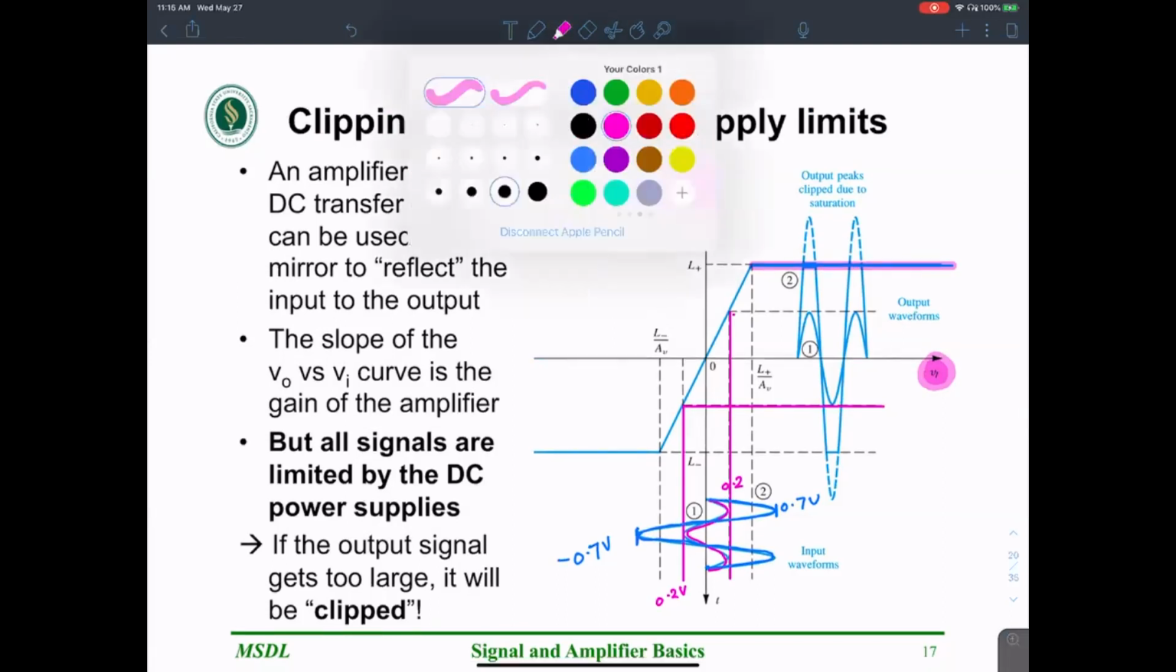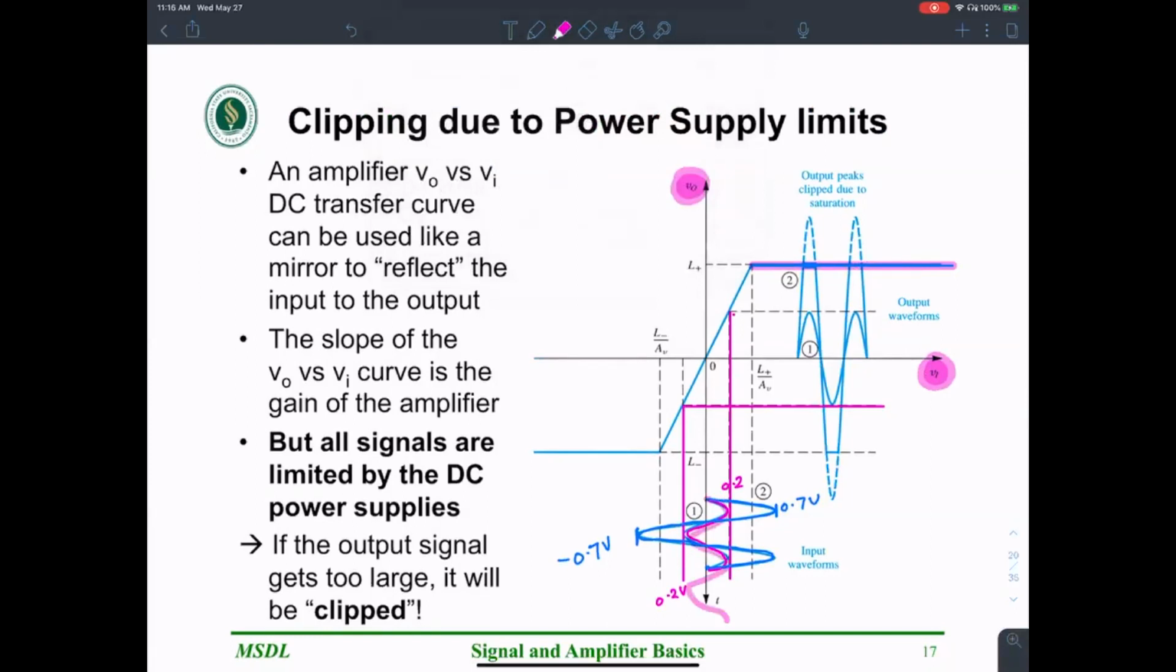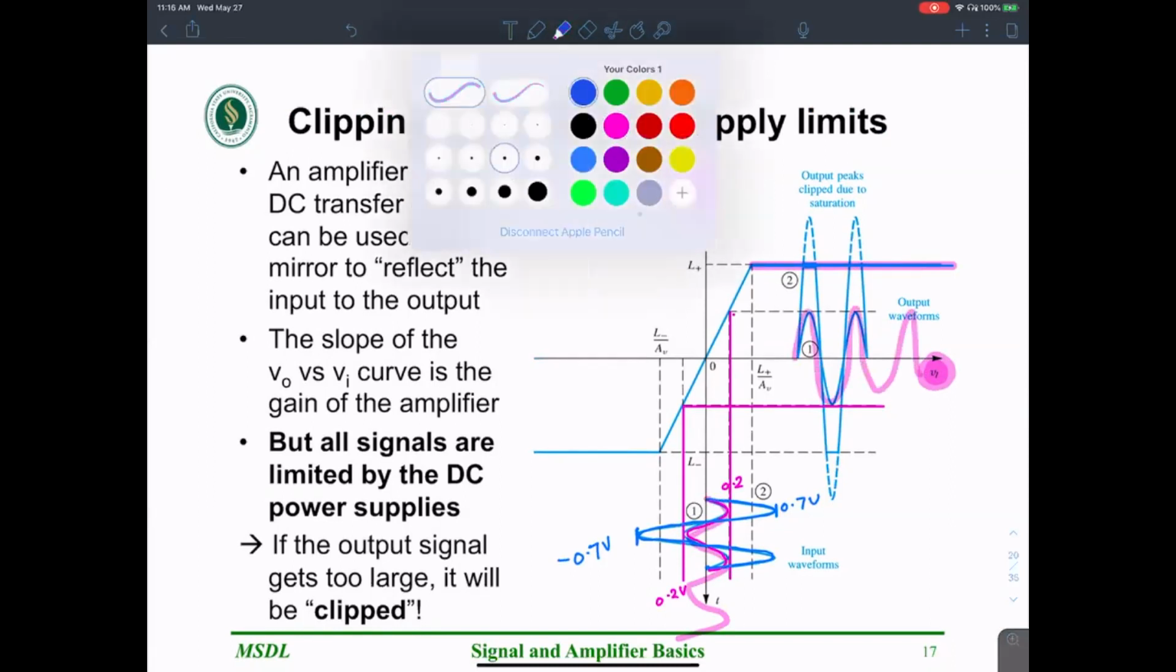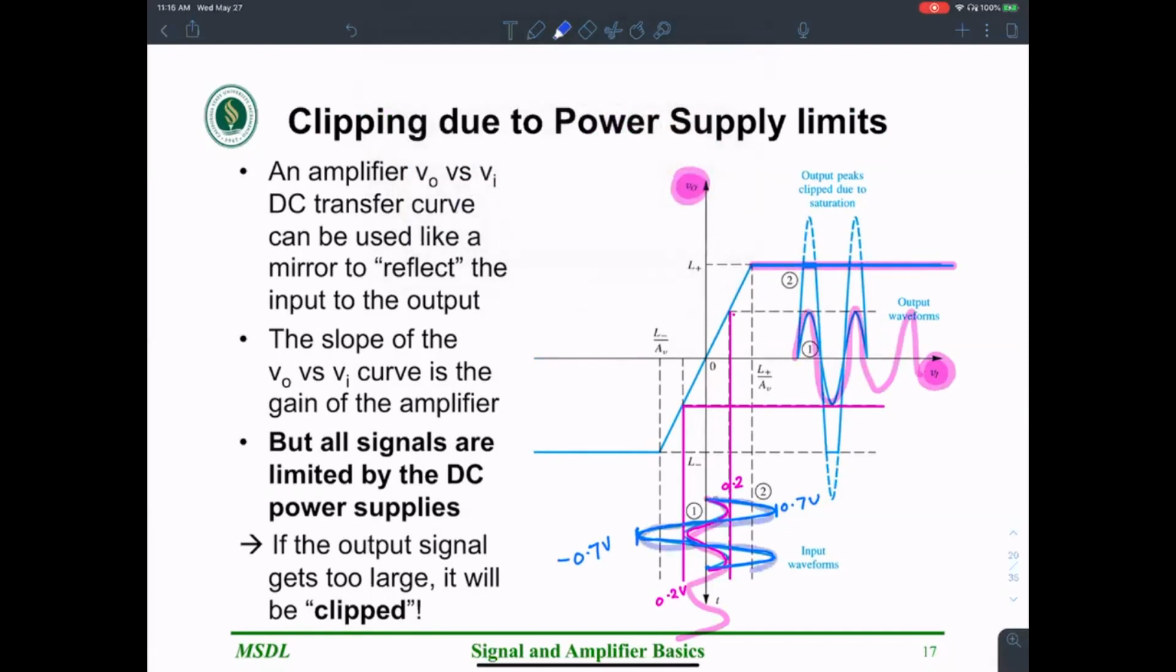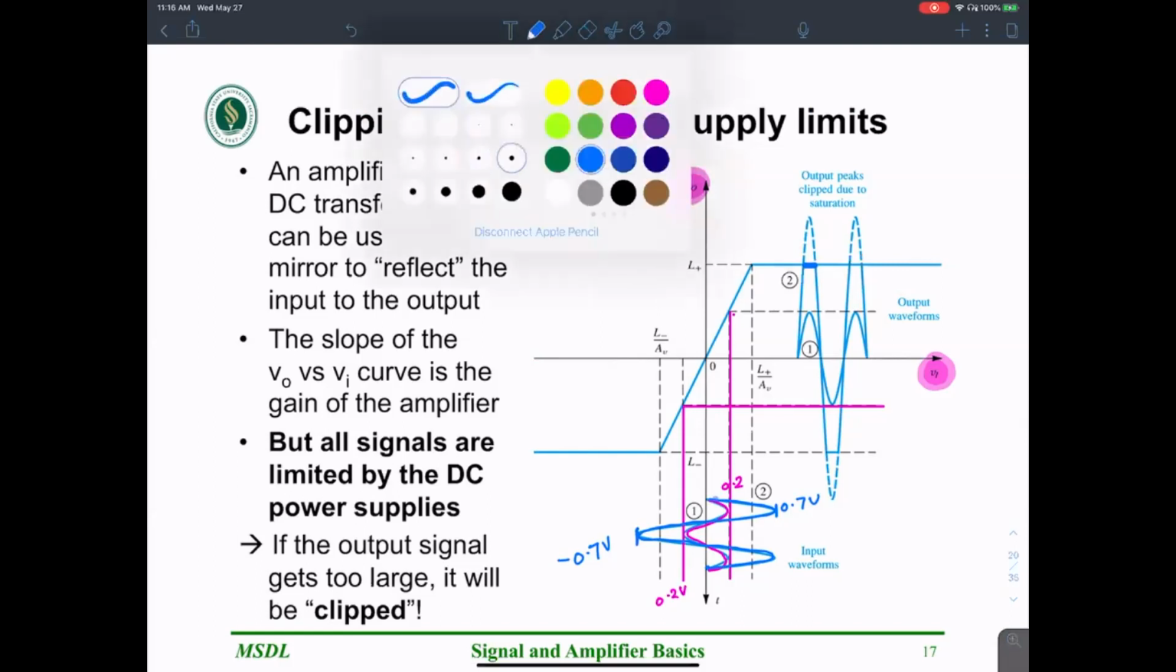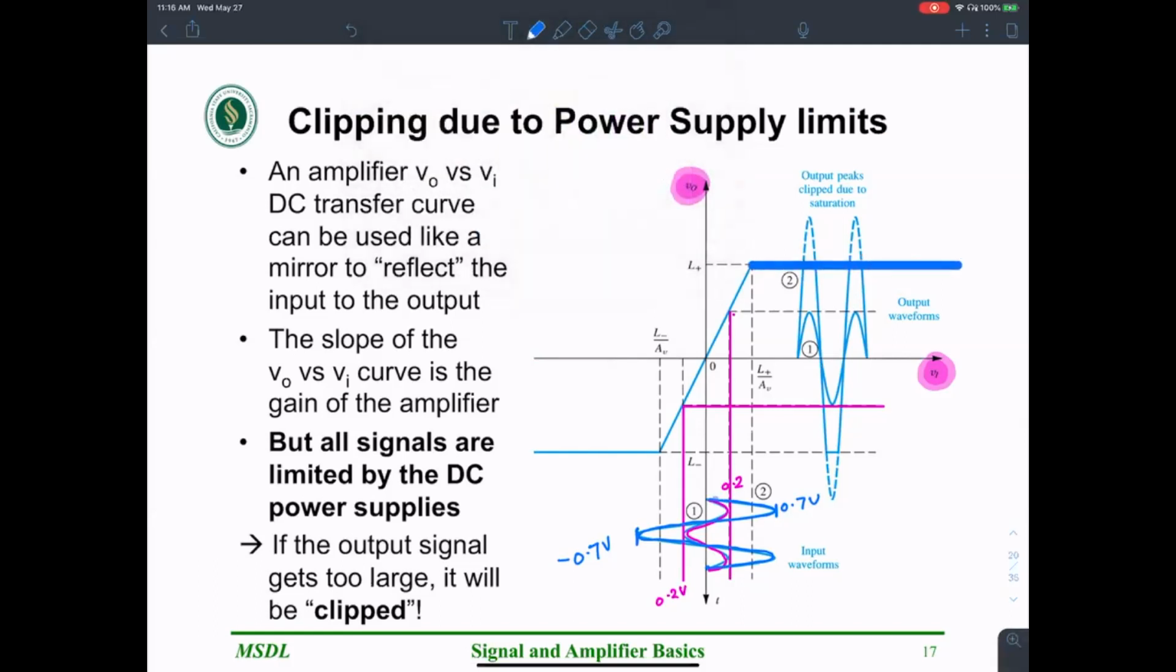All I'm doing here is, if the input is going like so, I'm trying to plot the corresponding output. Similarly, if the input is going like so, the output is going to go like so. So trying to understand the relationship between input and output by plotting the input on the x-axis and output on the y-axis, that's the idea of DC transfer characteristics. And then these hard lines here, these are the power supplies. That is where the maximum output or the minimum output can be. And the slope of this line, that's the gain of the amplifier. Does that make sense?